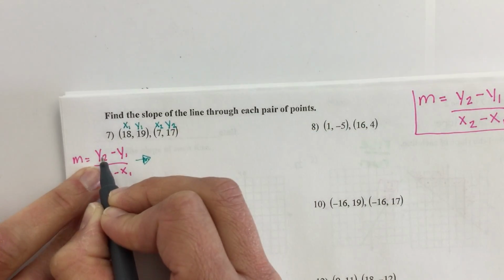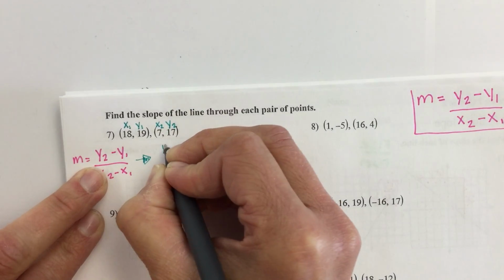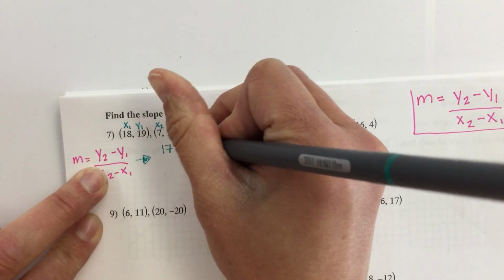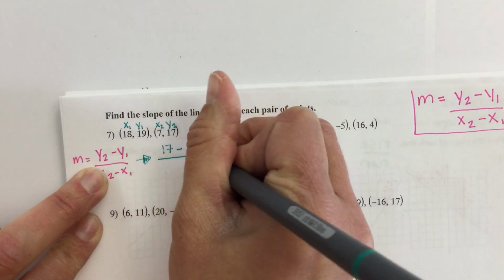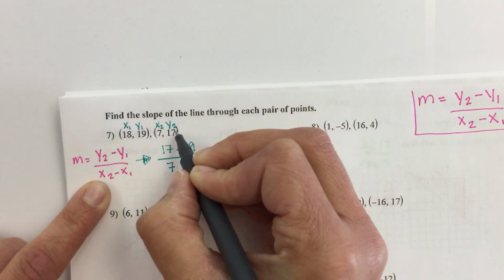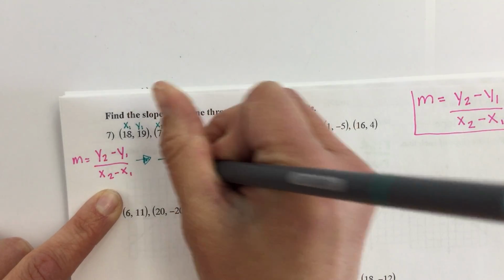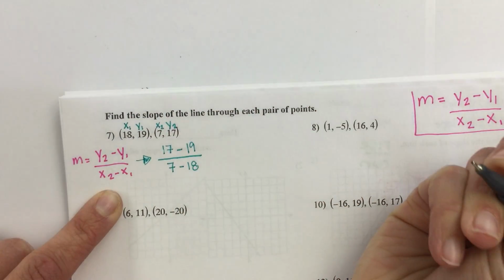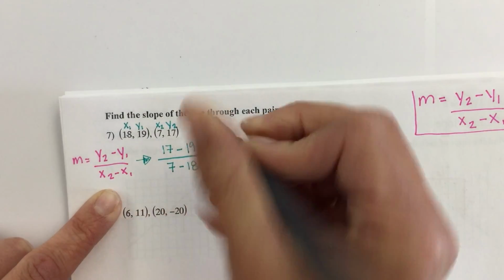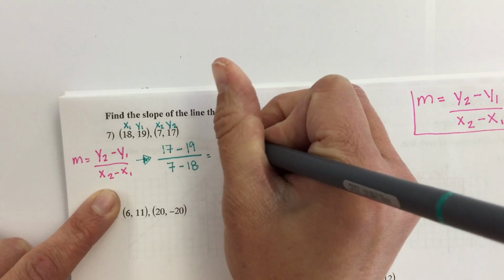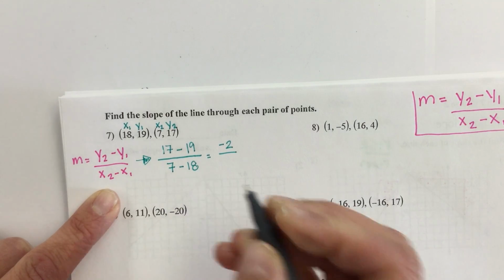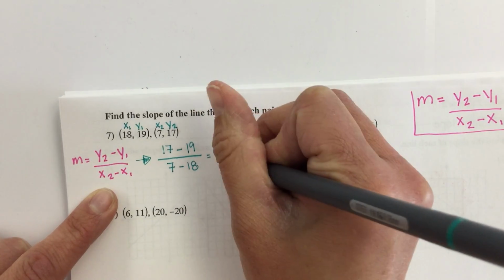So if I look, y2 was 17, so 17 goes in first. y1 is 19, so 19 goes in second. On the bottom, I have x2, which is 7, and x1, which is 18. Okay, so you could use a calculator, or 17 minus 19 gives us a negative 2. 7 minus 18 gives us a negative 11.